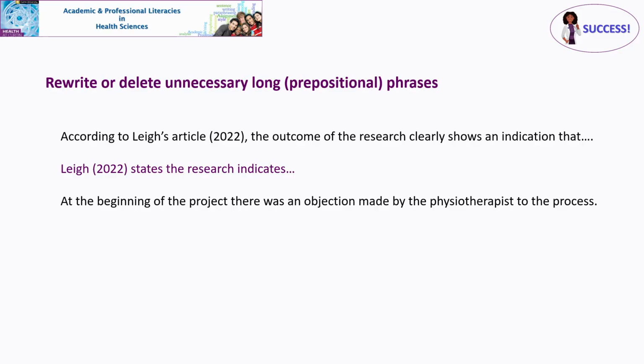At the beginning of the project, there was an objection made by the physiotherapist to the process. Again, okay, we understand it, but it can be far more succinct. Initially, okay, that replaced at the beginning of the project. Now we're going to put the person first. The physiotherapist objected to the process. Very clear. No ambiguity there whatsoever.